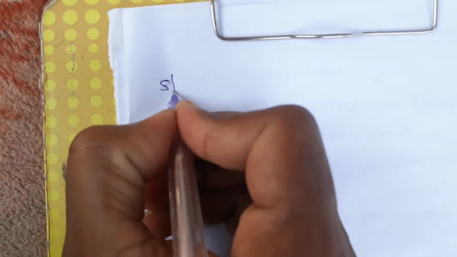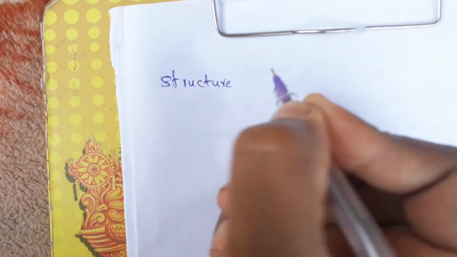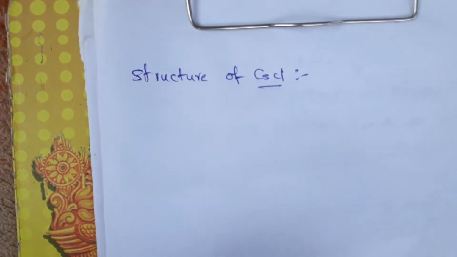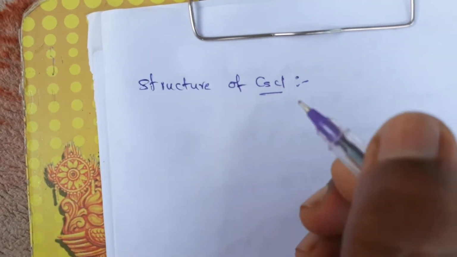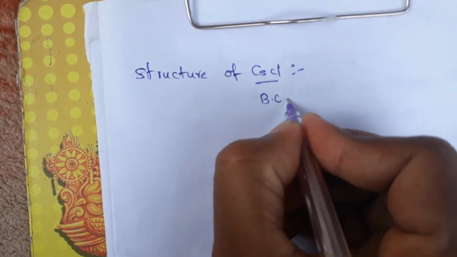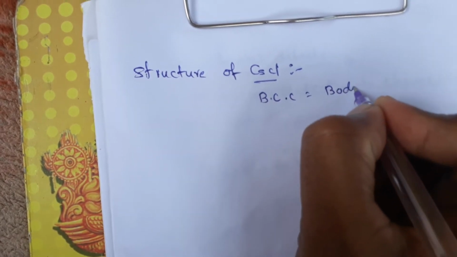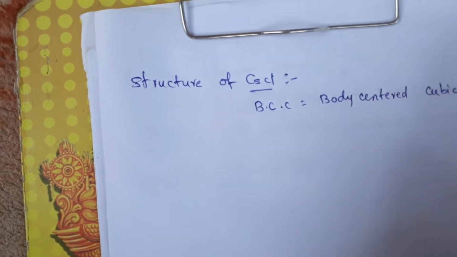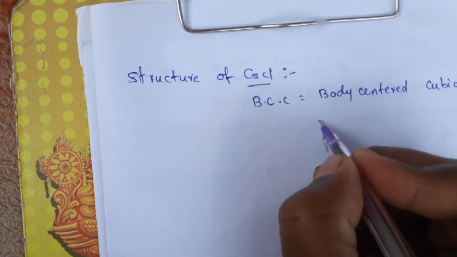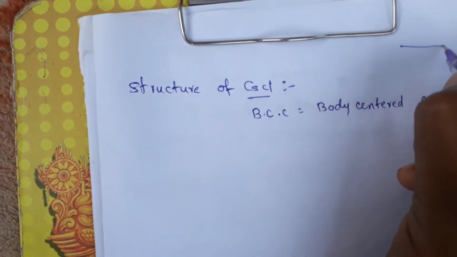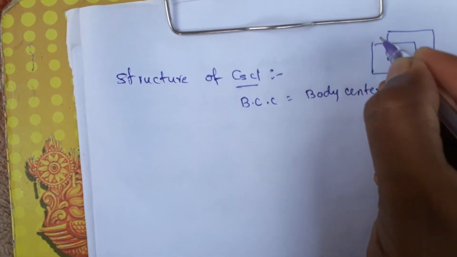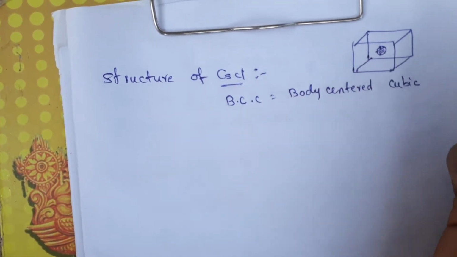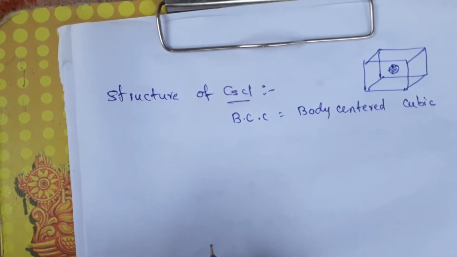Structure of cesium chloride. If you see the cesium chloride, it has a BCC structure, body centered cubic. You know what body centered cubic is: if I take a cube and one atom is present at the center of the body of the cubical structure, this is body centered cubic.